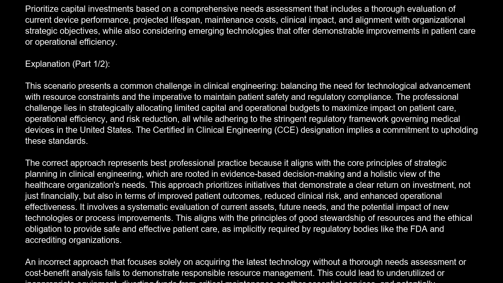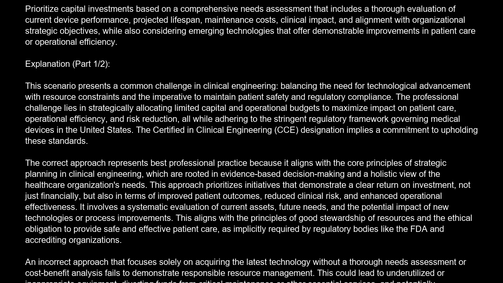The correct approach represents best professional practice because it aligns with the core principles of strategic planning in clinical engineering, which are rooted in evidence-based decision-making and a holistic view of the healthcare organization's needs. This approach prioritizes initiatives that demonstrate a clear return on investment, not just financially, but also in terms of improved patient outcomes, reduced clinical risk, and enhanced operational effectiveness.